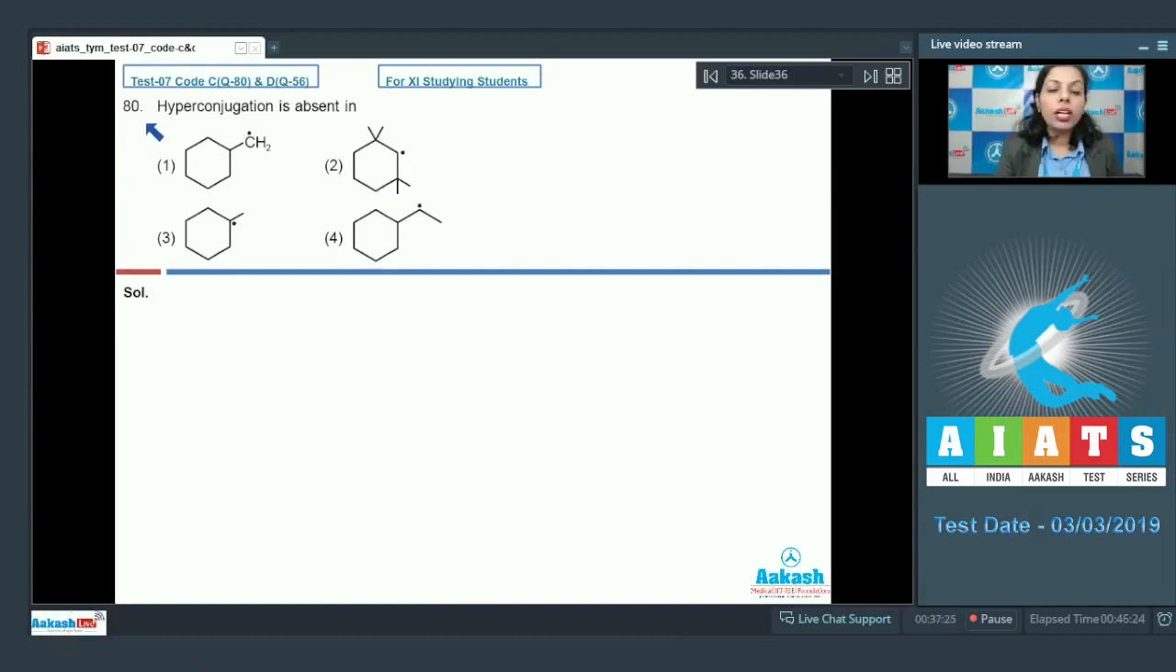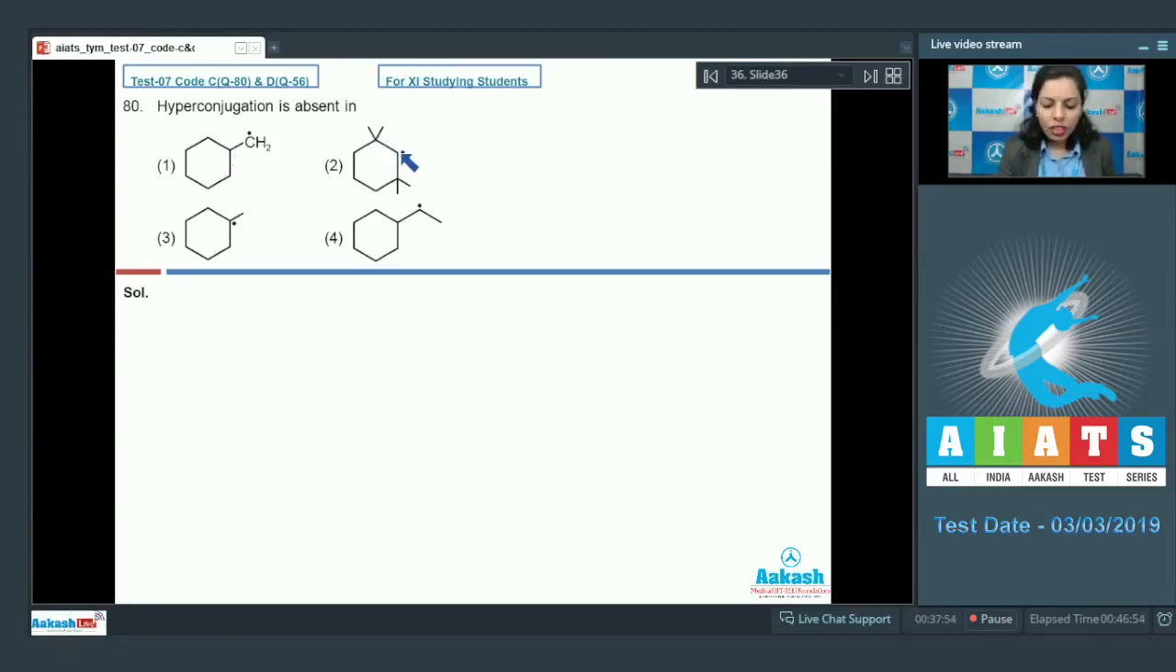Question number 80. Hyperconjugation is absent in. What is the necessary condition for hyperconjugation? That is the presence of alpha hydrogen. It means a hydrogen atom at the alpha carbon should be there. That can show the hyperconjugation. So simply if I talk about the first option, this is a free radical. The radical is present on this carbon atom. Alpha to this is the carbon. And at this carbon there is alpha hydrogen. That's why it will show hyperconjugation.